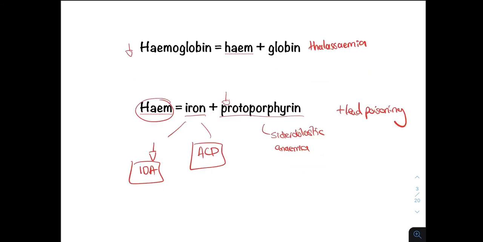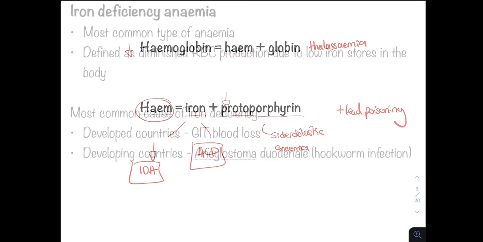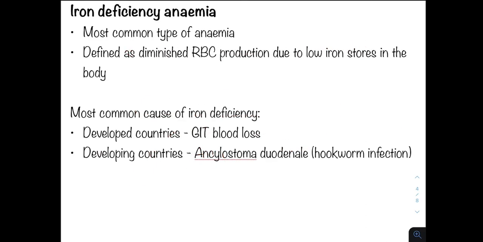The two most common anemias in the world are first, iron deficiency anemia, and second, anemia of chronic disease. And these both have to do with iron, and we shall discuss these in this video. We shall discuss the other causes of microcytic anemia in the subsequent episodes. We'll start with iron deficiency anemia, as this is the most common anemia in the world and is defined as diminished red cell production due to low iron stores in the body.